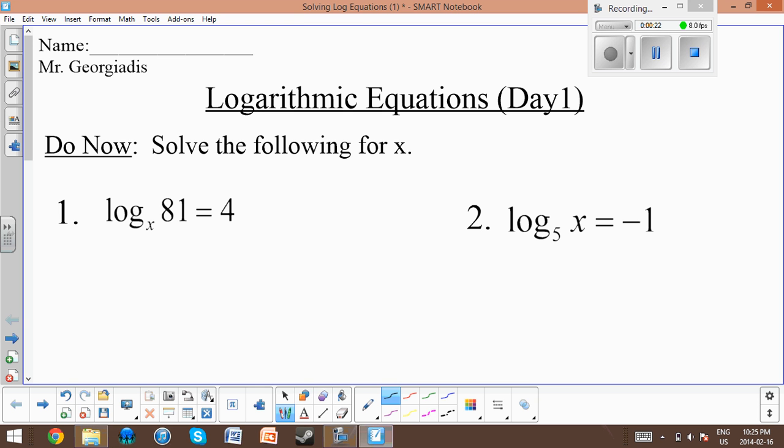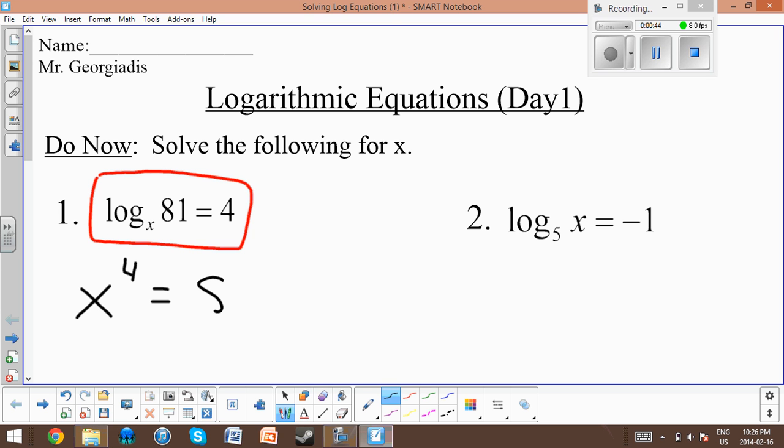For the first one, we have a log base x of 81 equals 4. As we remember, converting a log to an exponential is as simple as starting with the base, which is x, raising it to the fourth power equals 81.